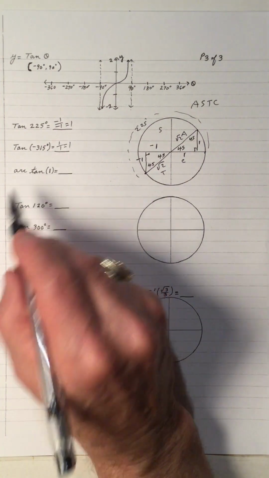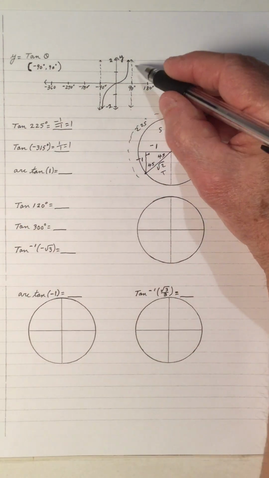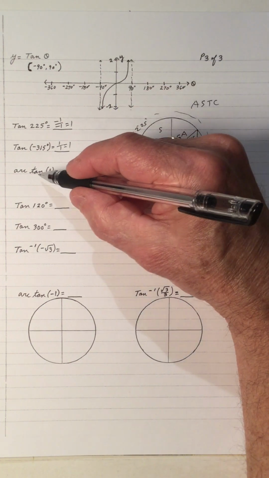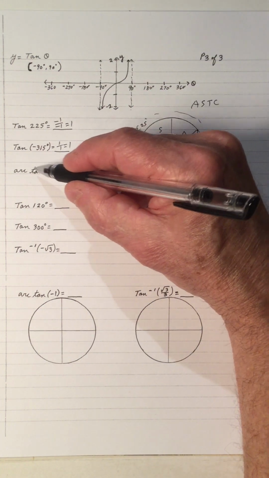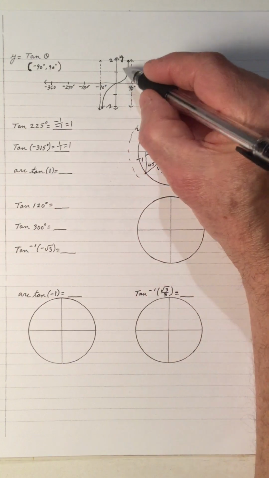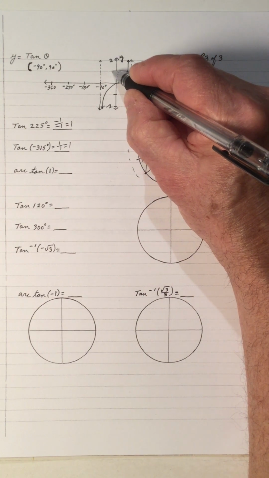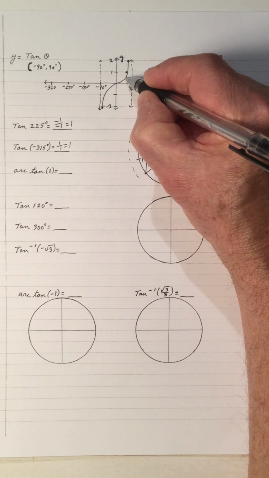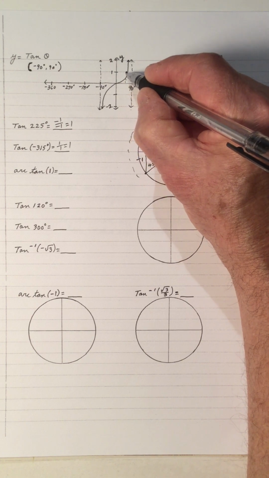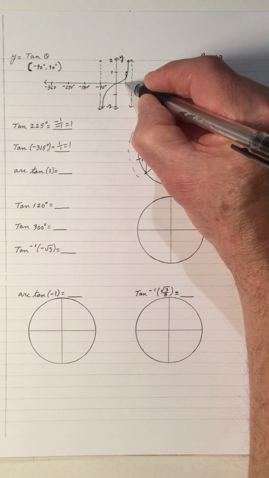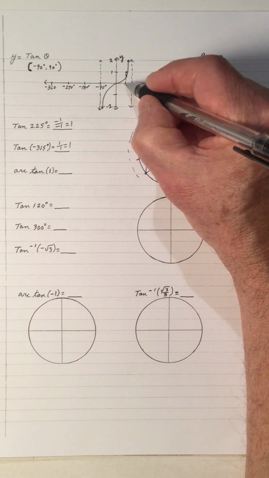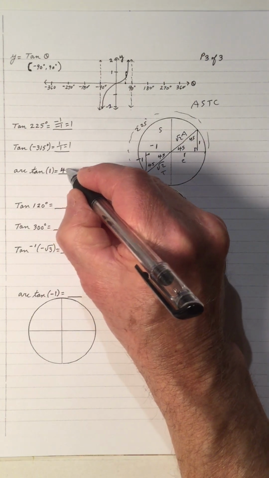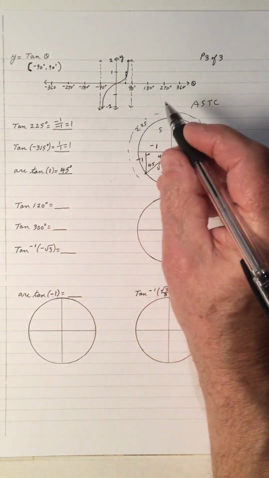What about the inverse of tan? So when we look at the inverse of tan, I'm looking at this restriction here. So the arc tan of 1 is right here. So that means the angle is right here. If you drop a perpendicular down here, the angle is right here. So that means the angle must be between 0 and 90. So the arc tan of 1 is 45 degrees.